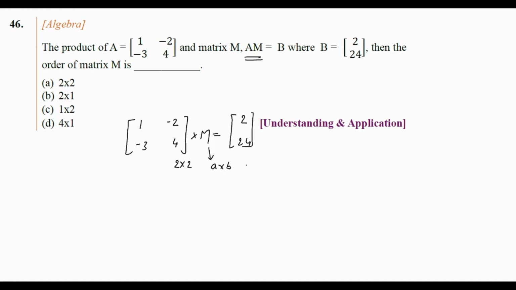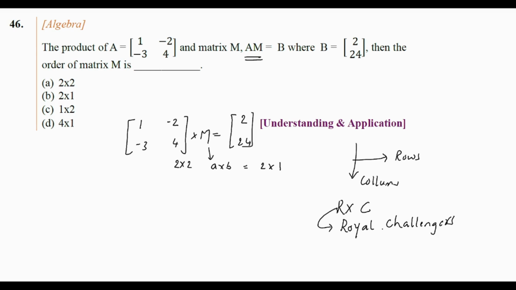Then multiplication is possible. So I have got the product matrix which is of the order 2 cross 1. 2 rows are there, 1 column. These are rows and these are columns. Rows should come first and column later. You can remember it as, if you are a fan of Royal Challengers, Royal Challengers: row first, then column later. Clear? So multiplication is already done over here.